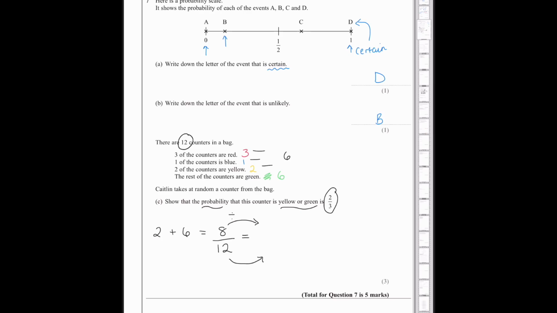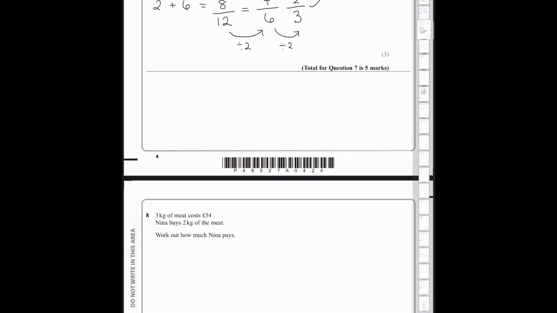So I'm just going to divide by 2. Okay, so 8 divided by 2 is 4, and 12 divided by 2 is 6. And then I'm just going to divide by 2 again. Obviously, you can do it quicker if you know a quicker way. 4 divided by 2 is 2, and 6 divided by 2 is 3. And you've shown that the probability that that random counter is yellow or green is 2/3. Okay. All right, and you got quite a few marks for that. You got 5 marks for that page.